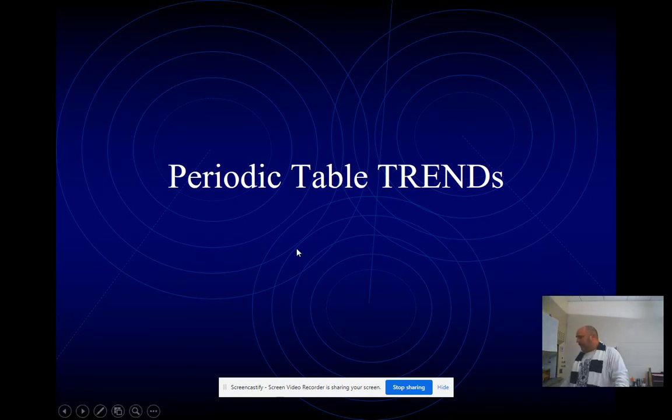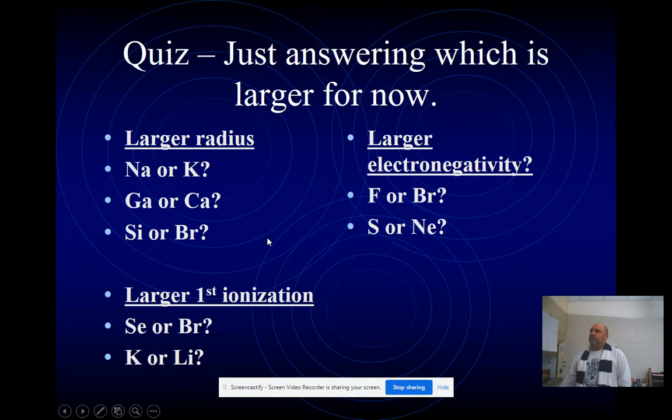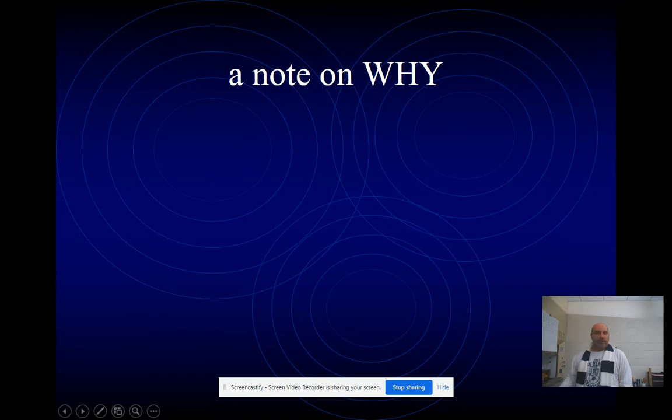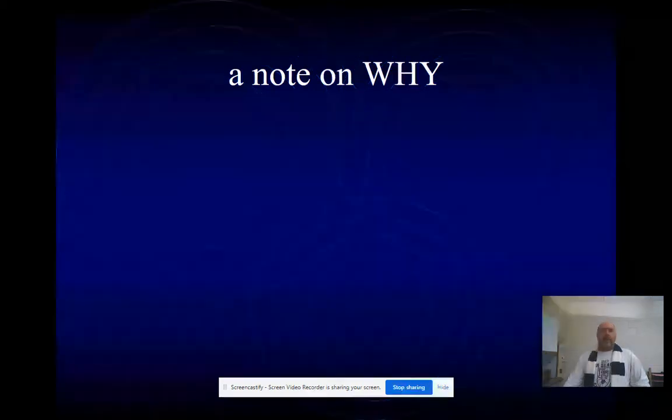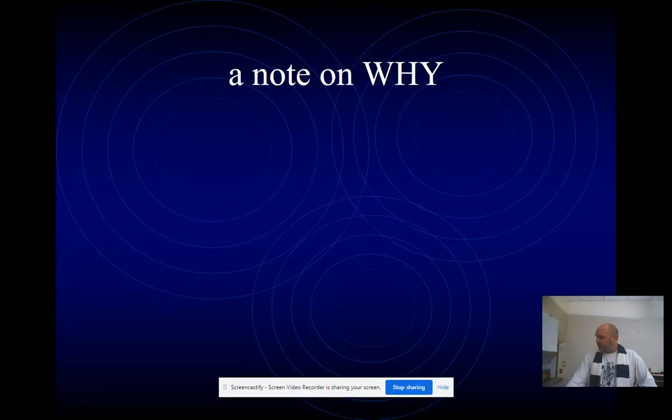So the periodic table trends, let me just give you some notes. You need to know what and you need to know why. The what will be like, which atom is bigger, or which ion is bigger, or which element has a higher electronegativity. So we're going to have to learn what those vocab words mean and the pattern on the periodic table. And just knowing the pattern is very valuable. We'll use it all the time. But the more advanced part is going to be the whys.